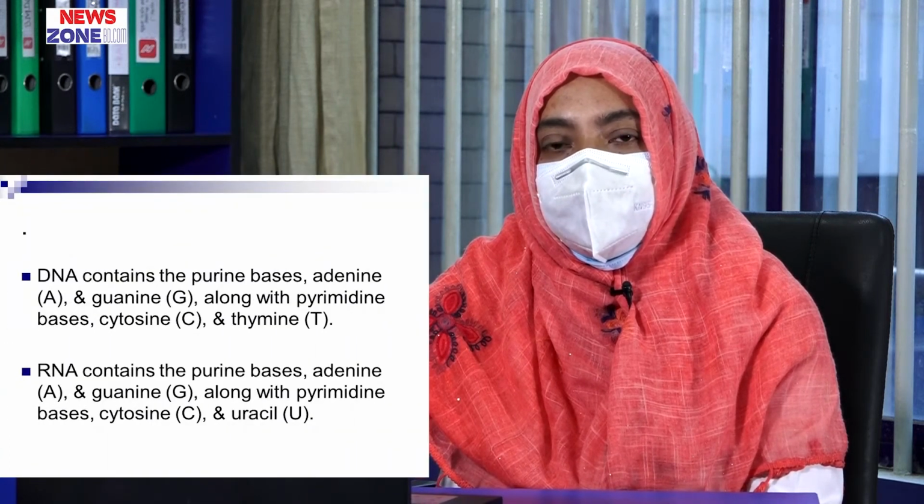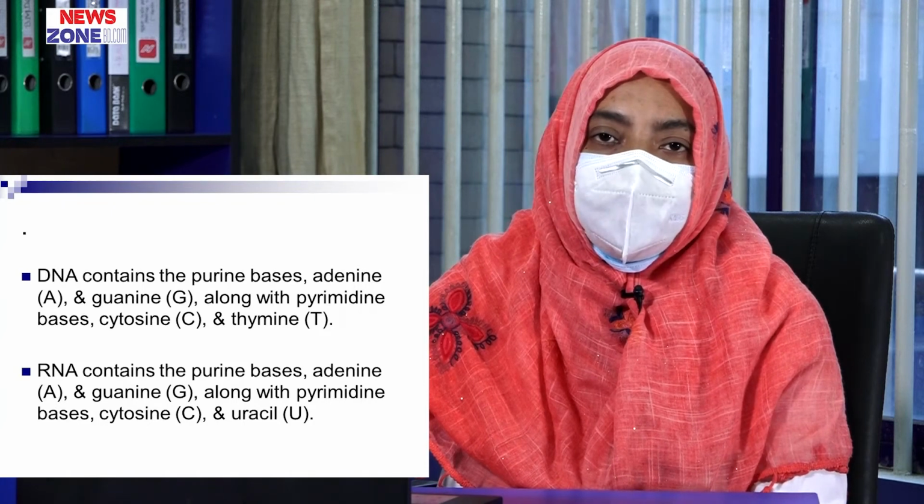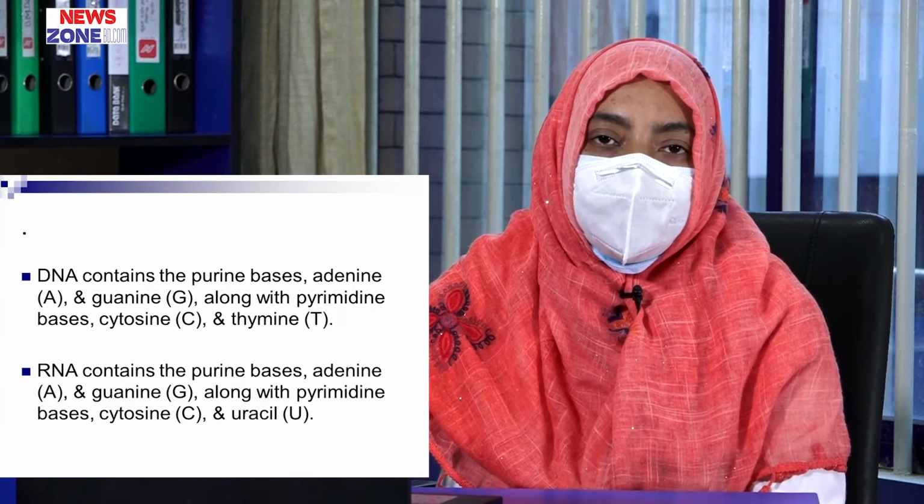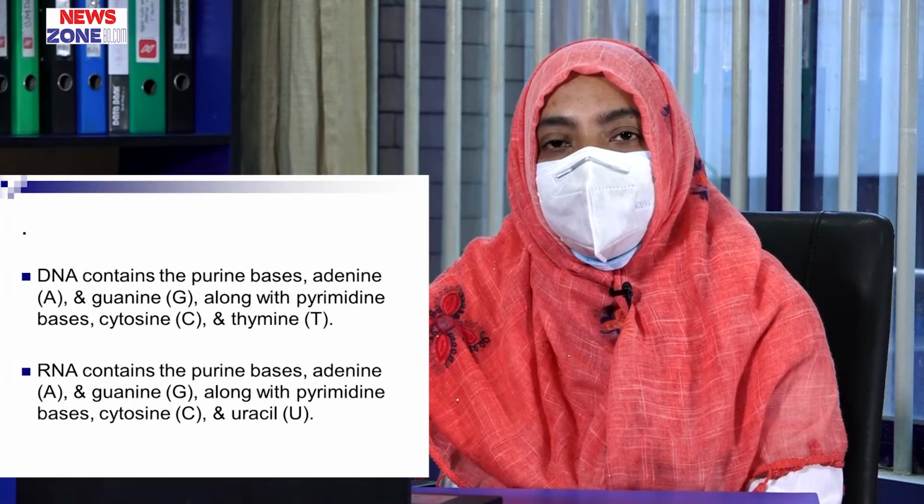DNA contains the bases as follows: purines, adenine and guanine, and pyrimidines, cytosine and thymine. And in RNA, the bases include purines, adenine and guanine, and pyrimidines, cytosine and uracil.